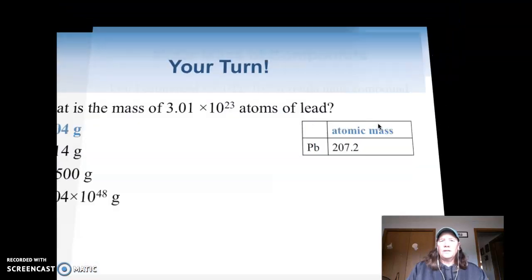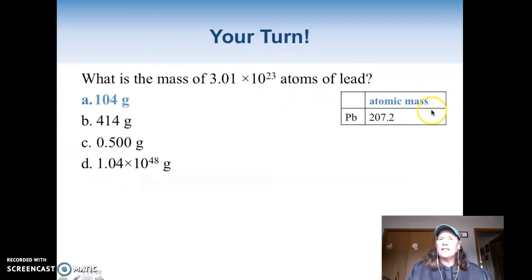Oh, and I didn't do it. Sorry. Why I got that, you guys, is 3.01 divided by 6.02 is going to be 0.5. These are going to cancel out. So I know because they cancel out that I have half of this. That's where I got the 104 from.